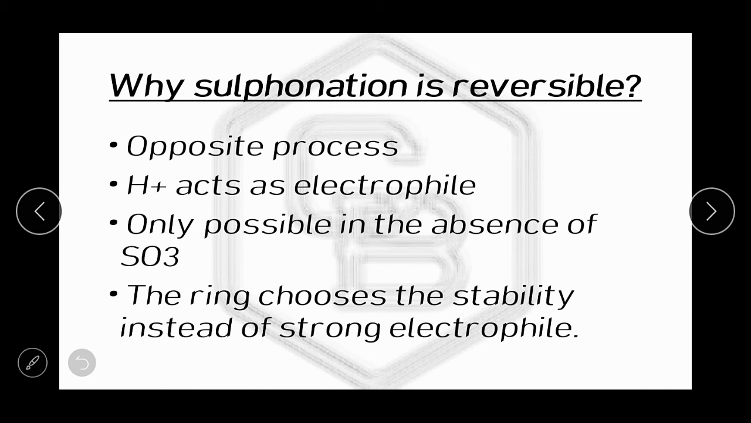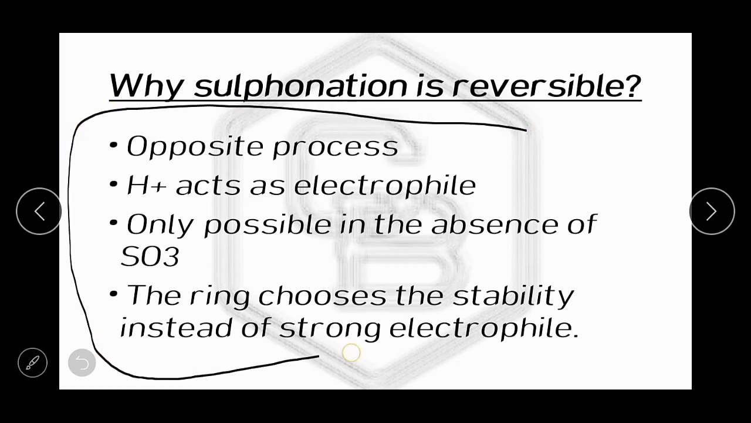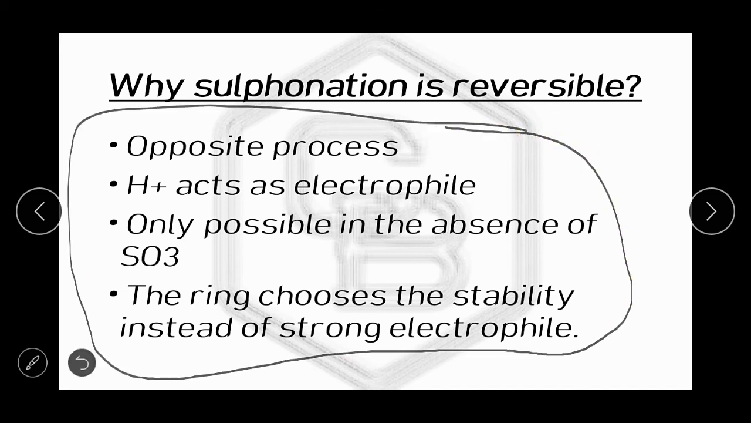And the fourth point is that the benzene ring chooses to gain stability instead of keeping the strong electrophile. Okay, now let's move ahead. Keep these 4 points in your mind, okay guys, while I am explaining its mechanism.